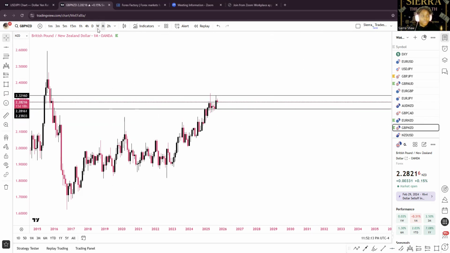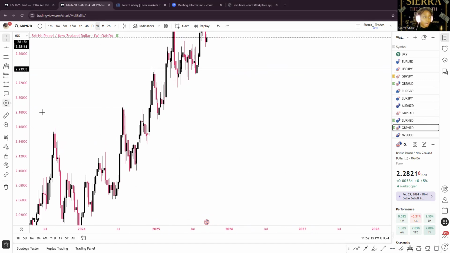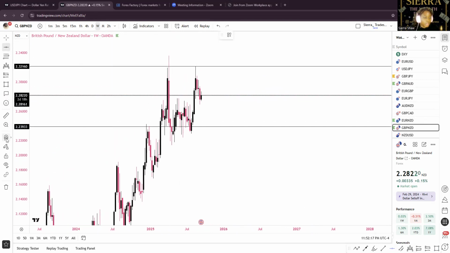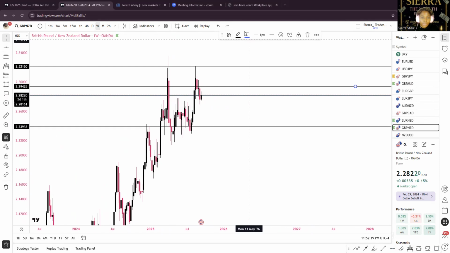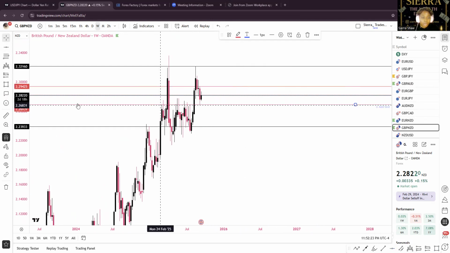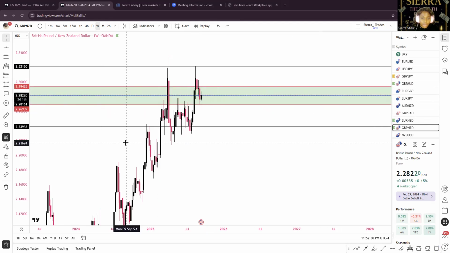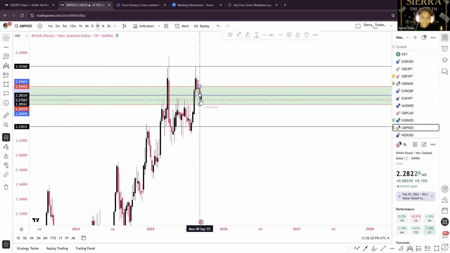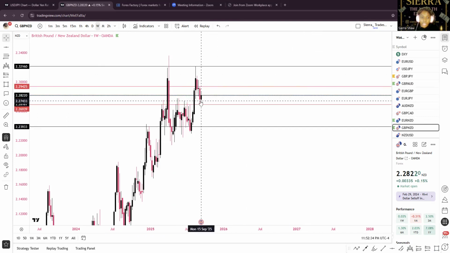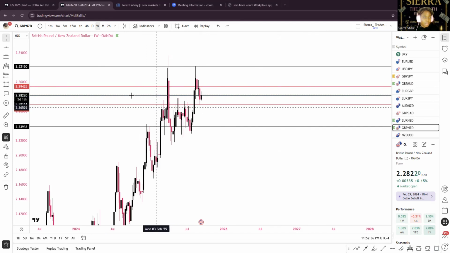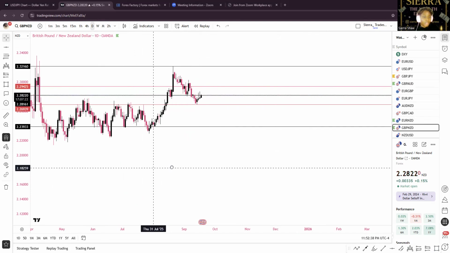and price is sitting right here at our monthly 50%. All right, and then we're going to come to our weekly here, and we are going to mark up last week's high, last week's low, and 50% of last week's range. And as we can see, 50% of last week's range and 50% of last month's range is the exact same area, okay? And then we're going to come down here to our daily.